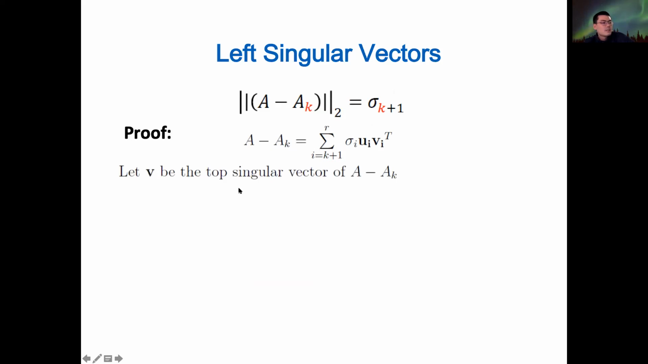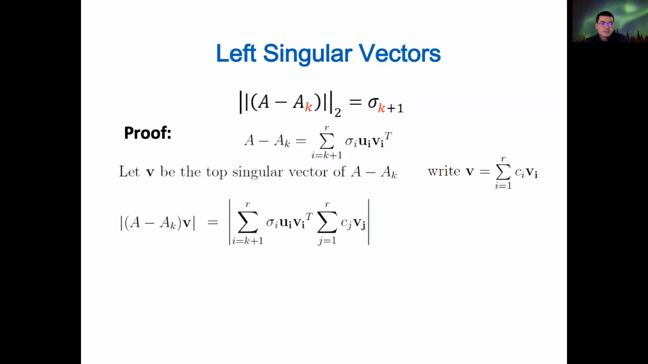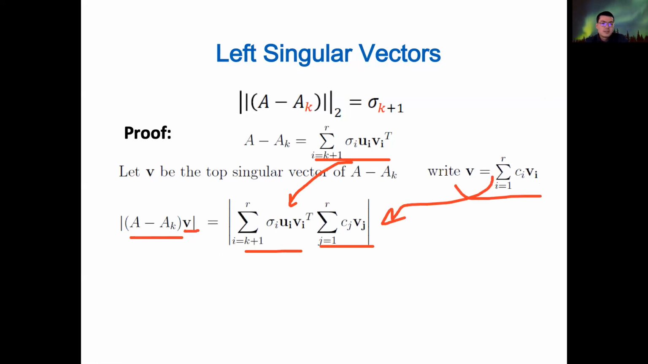Let's assume V is a top singular vector of this. We will show that V is really v_{k+1}. So let's write V as something like this. Because V is still in this r-dimensional space, we can write it with the coordinate along each dimension. And now if we have this matrix times this V, what do we get? We put this expression in here, because this thing times V, and V is this thing. Putting this back.